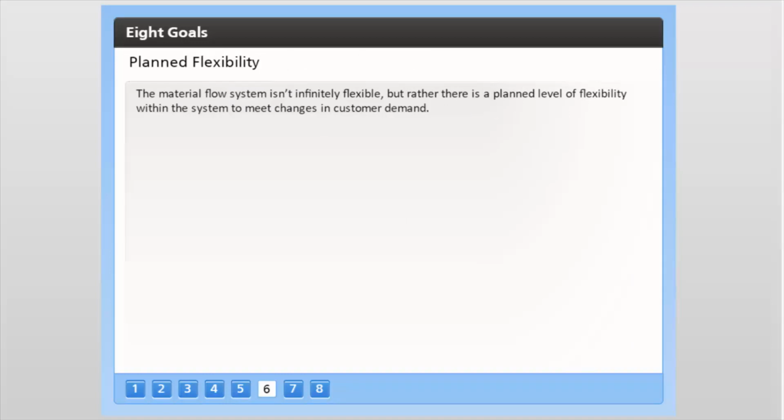Planned flexibility. The material flow system isn't infinitely flexible, but rather there's a planned level of flexibility within the system to meet changes in customer demand.